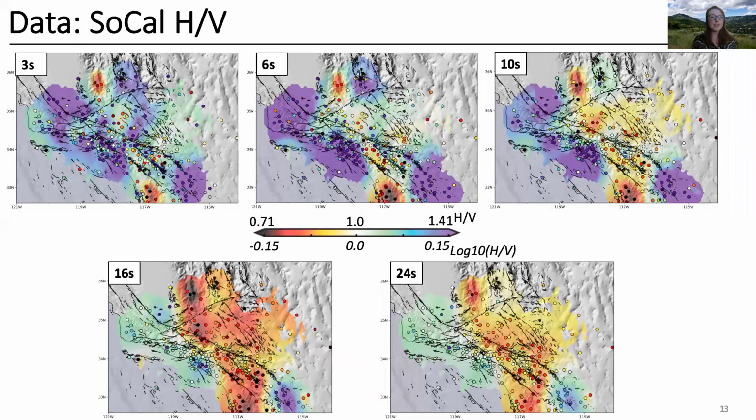We repeat this analysis in Southern California, and we show our results at 3, 6, 10, 16, and 24-second periods. We see higher H/V ratios in the Ventura Basin, Central Valley, Los Angeles Basin, and in the Salton Trough. We see lower H/V ratios in the Peninsula Ranges and in the Sierra Nevada Mountains. With increasing period, we see lower H/V ratios overall as our sensitivity moves to below the basin bedrock interface.